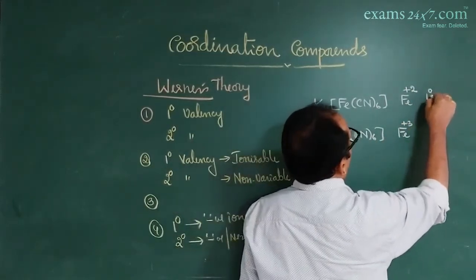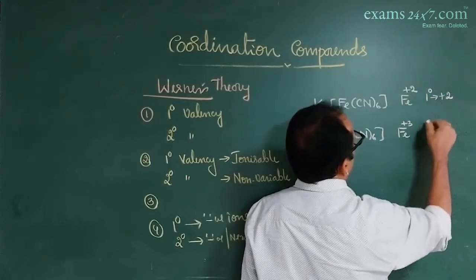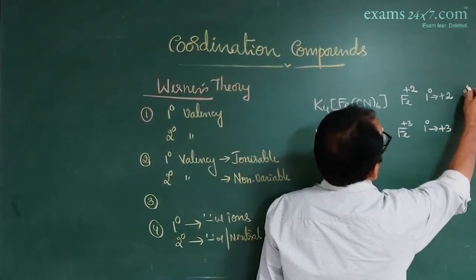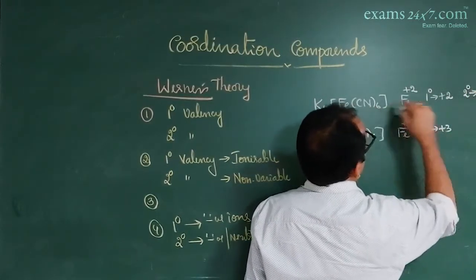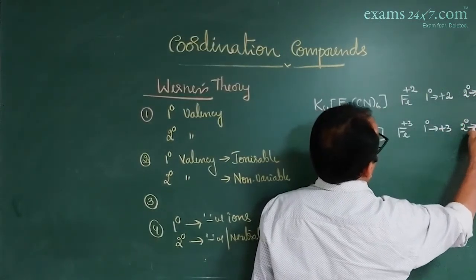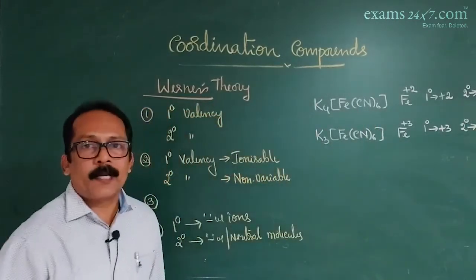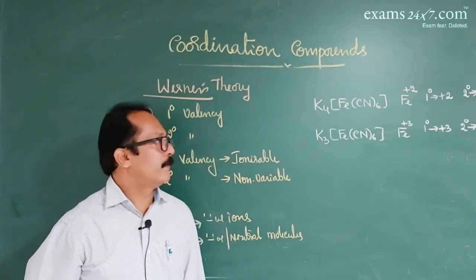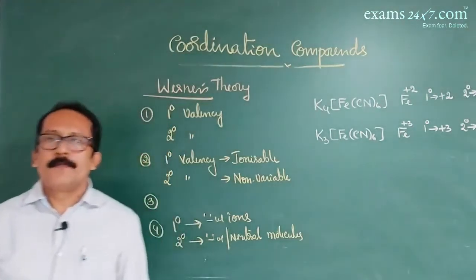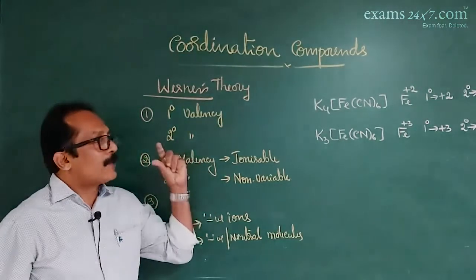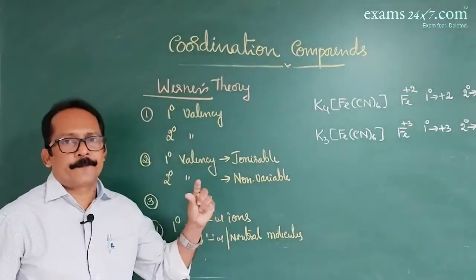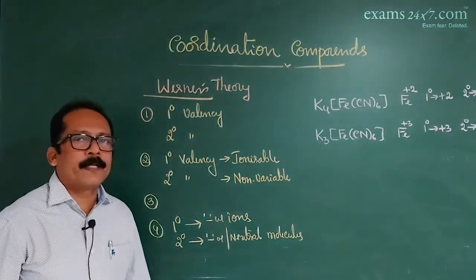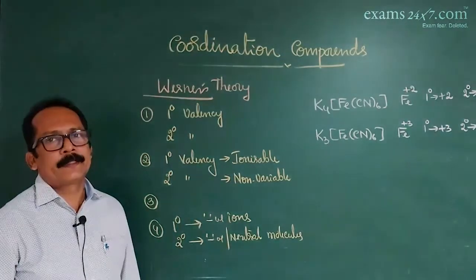So, primary valency is +2 here, and primary valency is +3 here. Secondary valency is 6, and here also the secondary valency is fixed. See, secondary valency is fixed, but primary valency is variable. So, this is about Werner's theory, and according to this theory, there is a clear distinction between primary valency or primary linkage and secondary linkage.